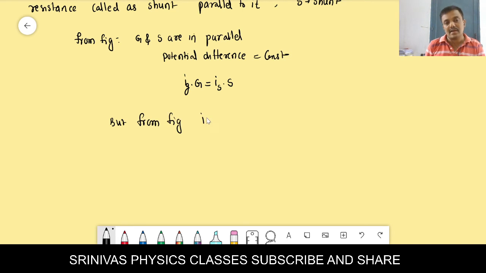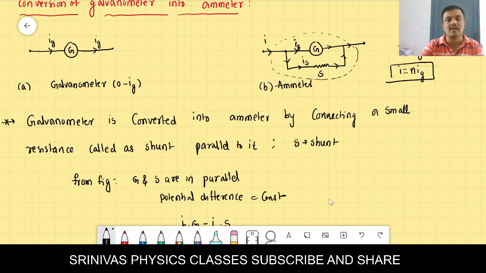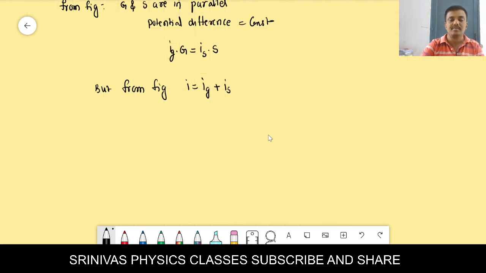Thus the entering current is I. That will be split into two parts, IG and IS. Is it correct from the figure? IG is the current through the galvanometer. I enters, and that will be split as IG and IS. Then we can write I equals IG plus IS. From that, if you want to write the IS formula, we will get I minus IG.